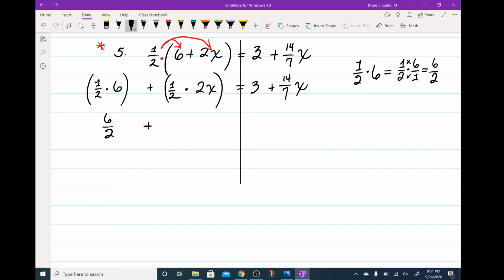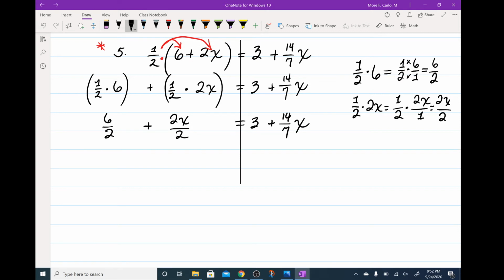Now we do the same thing here. Over in side work, we have 1/2 times 2x equals 1 over 2 times 2x over 1, which equals 2x over 2. So 1/2 times 2x, we multiply 2x times 1, and we get 2x over 2. Let's make that look more like a 2. Just bring everything down. Equals 3 plus 14 over 7x.